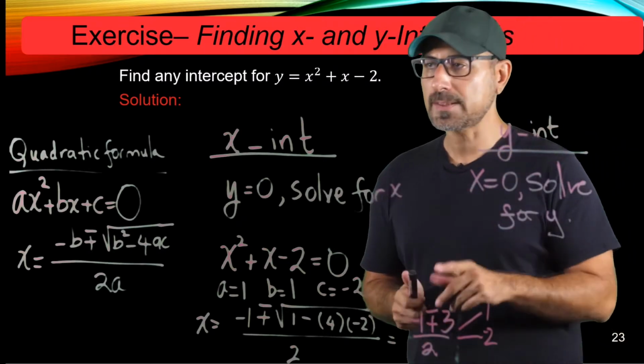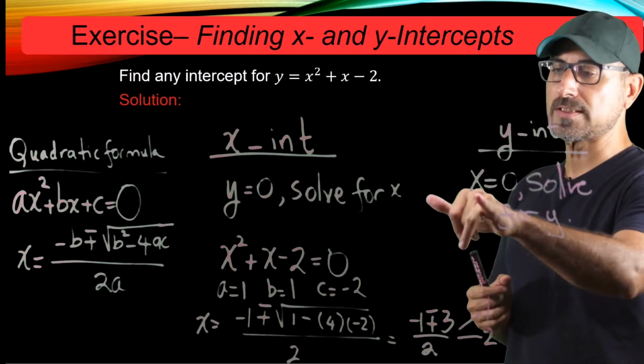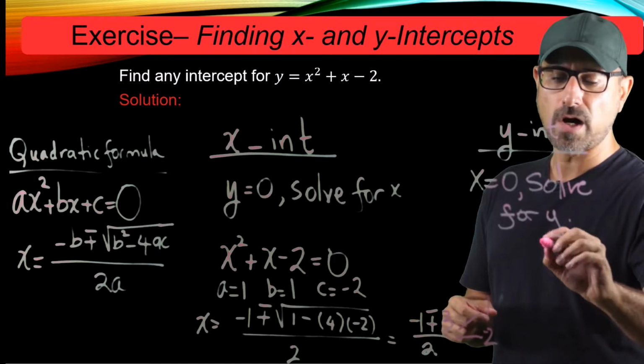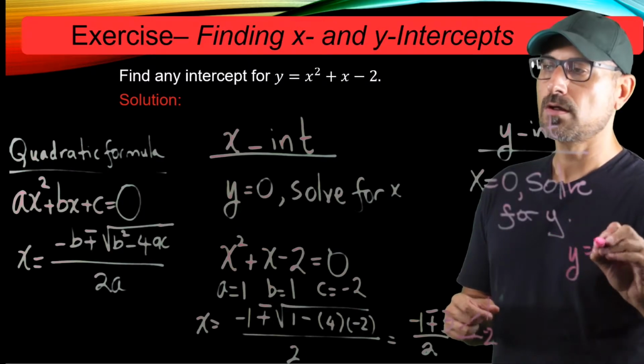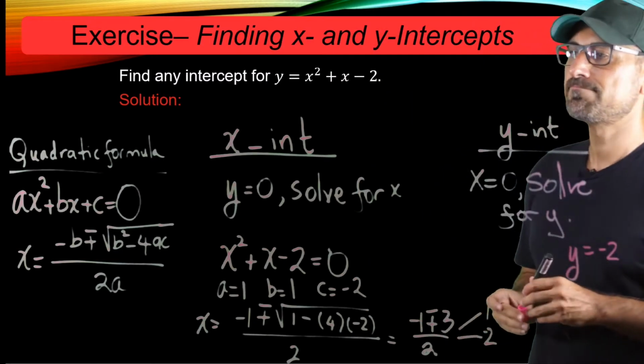And how about the y-intercept? This is relatively easier because this function is given in the explicit form. We're just going to substitute x equals 0 here. So we can immediately get y equals 0 squared plus 0 minus 2. That's negative 2.